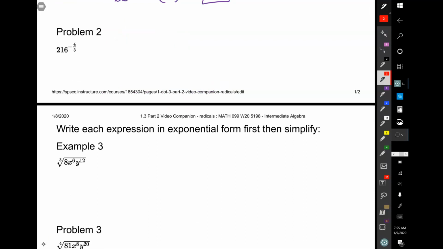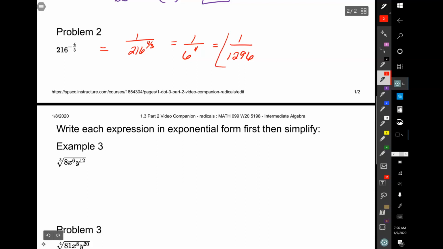So for problem 2, I'm not going to do the whole thing out, but I'll write down the steps. We would have 1 over 216 to the 4/3. And then you can simplify that down, and you end up with 1 over 6 to the 4th. And you could just leave it like that, or you could calculate that 6 to the 4th, 1,296. So 1 over 1,296 is our final answer.